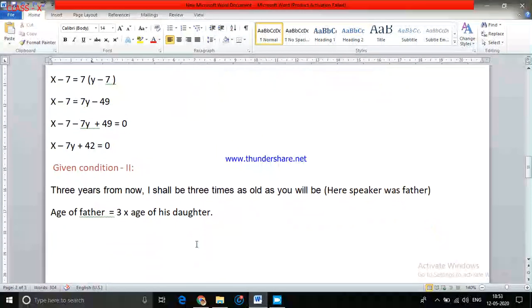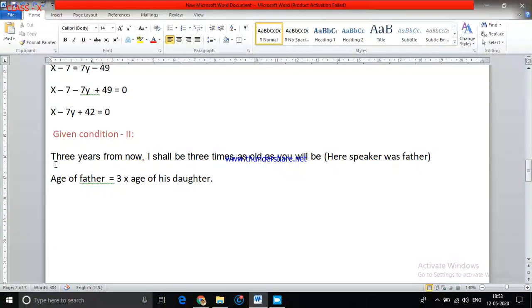Now, what is the second condition they have given? 3 years from now, what the father said in another way: 3 years from now, I shall be 3 times as old as you will be. Okay, that means the age of the father will be 3 times the age of his daughter. So what is the age of the father from now? The age of the father is x plus 3, which will be equal to 3 times the age of the daughter. The age of the daughter will be y plus 3. Understood? The age of the father will be 3 times the age of the daughter.